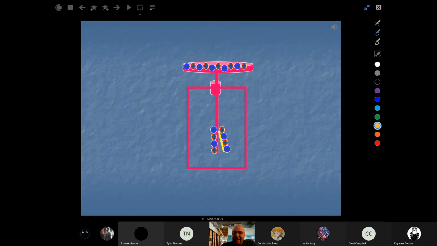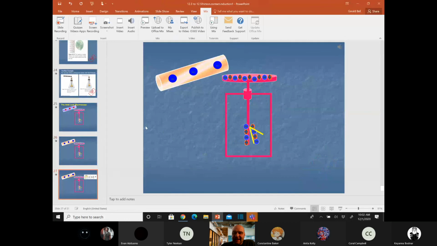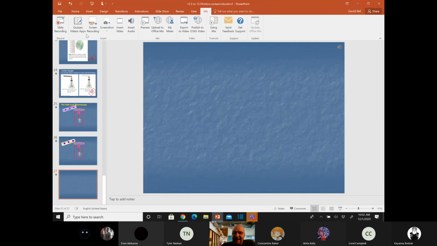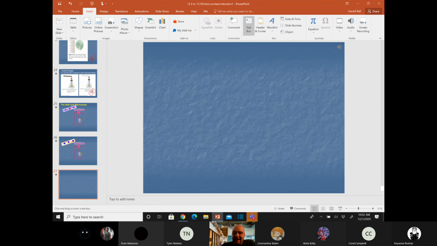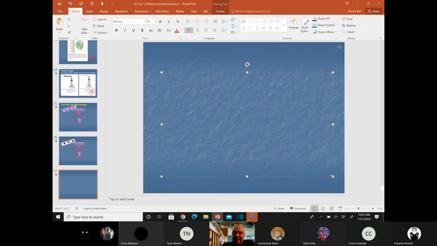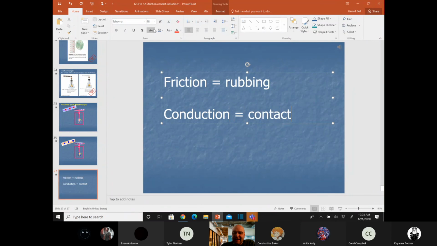I think I just want to add one other thing that you guys have sort of copied, but let me just add that here. Just a quick summary, if you will. So, again, just to help you out here, when you have friction happening, you've got rubbing happening. When you're talking about conduction, you're talking about contact, so touching.